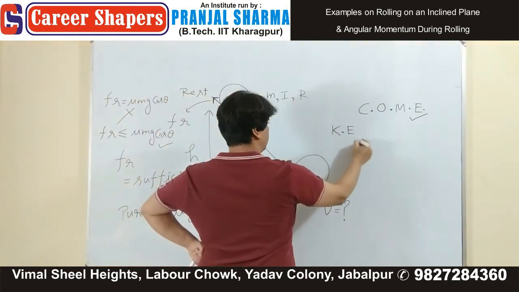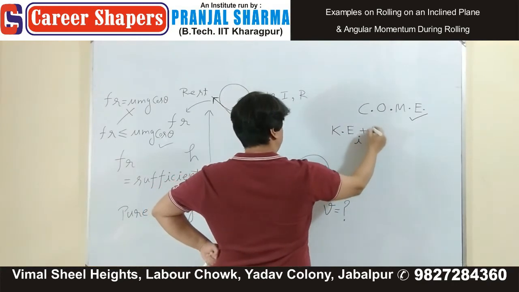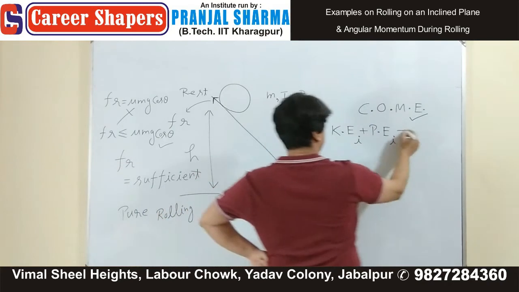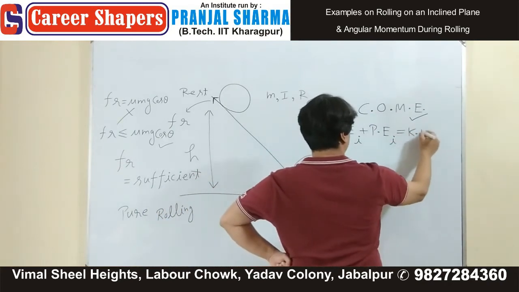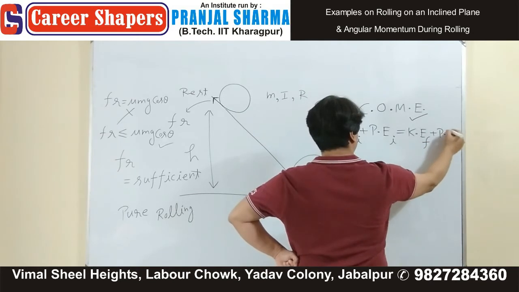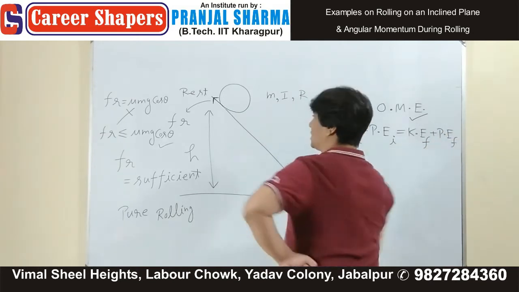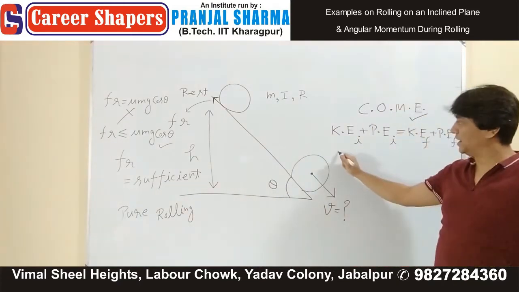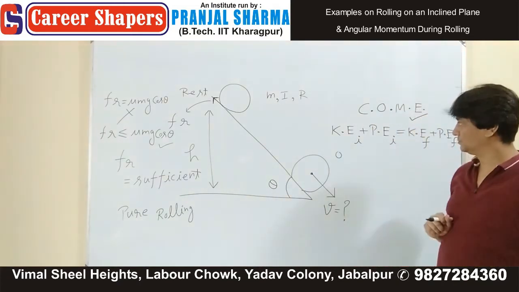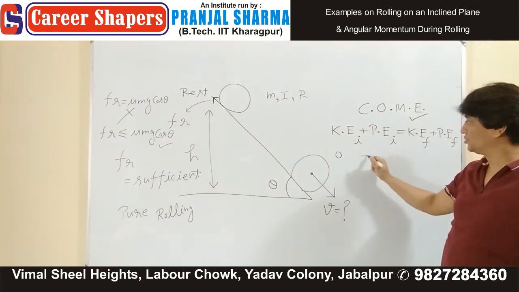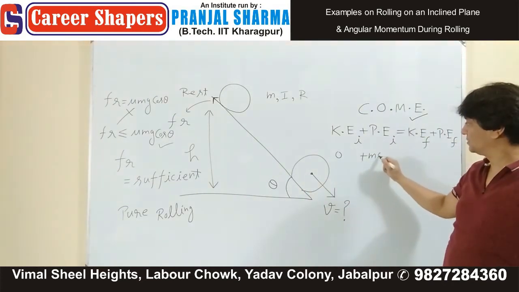K initial, P initial is K final plus P final. Initially body is at rest and therefore kinetic energy is 0. Height is h and therefore potential energy is mgh.